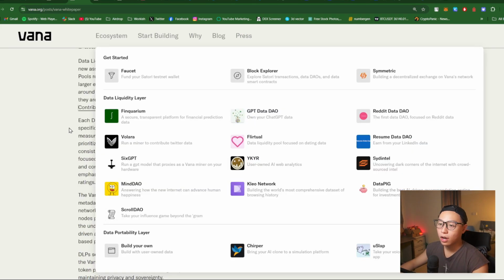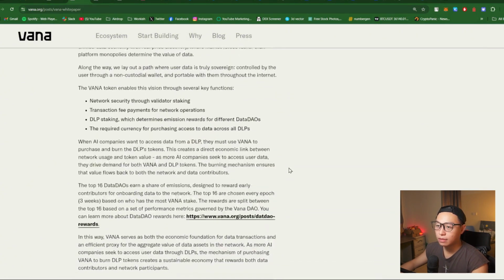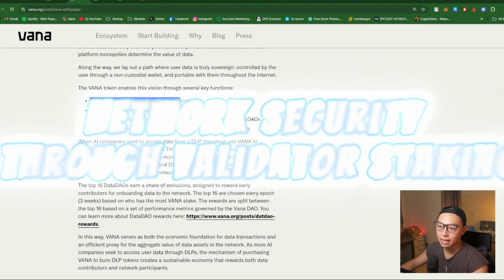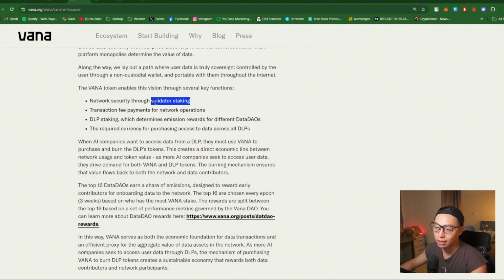Thank you very much. Moving on to the VANA token use cases. There are, I believe, four main use cases for VANA. First of all is network security through validator staking. Easy enough, right? You buy VANA, stake it, become a validator, and earn rewards.